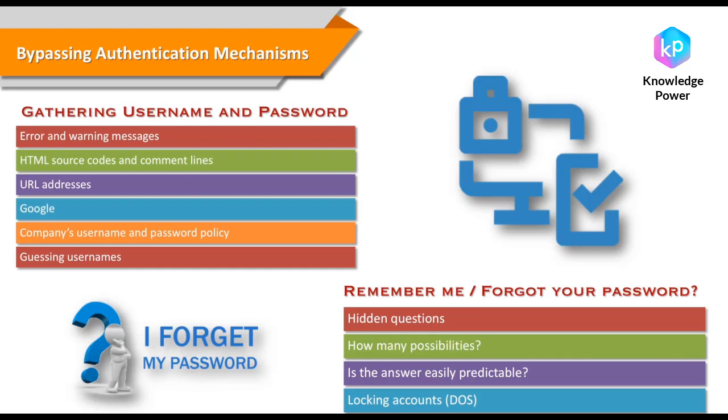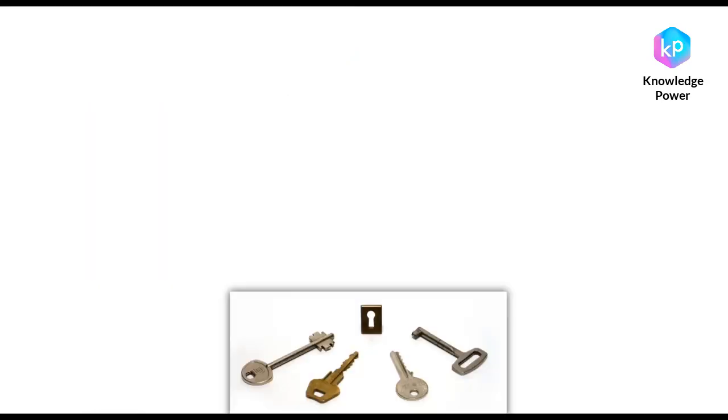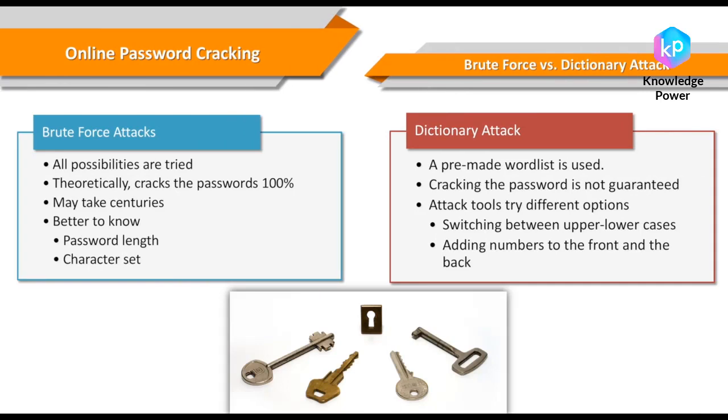We can use the username and password policies of the company who owns the application if we were able to find the policies while gathering information. In some of the applications, there are password recovery mechanisms, such as hidden questions. You should examine these mechanisms closely. If the answer space is big enough, for example, to fit the answer for what's your favorite color, is it big enough? We can talk about 2 basic types of online password cracking.